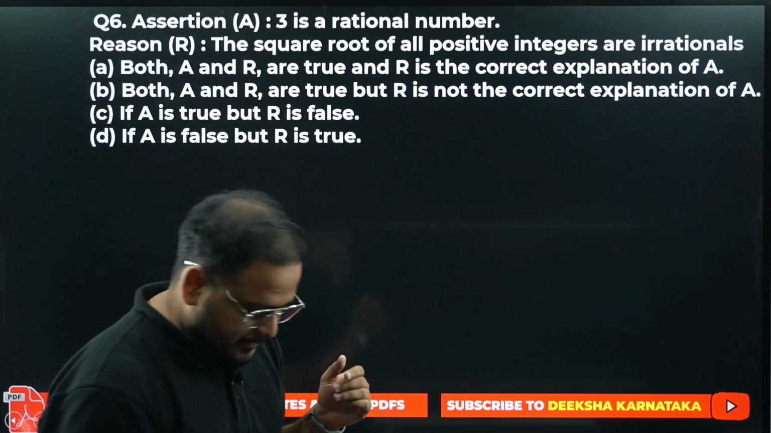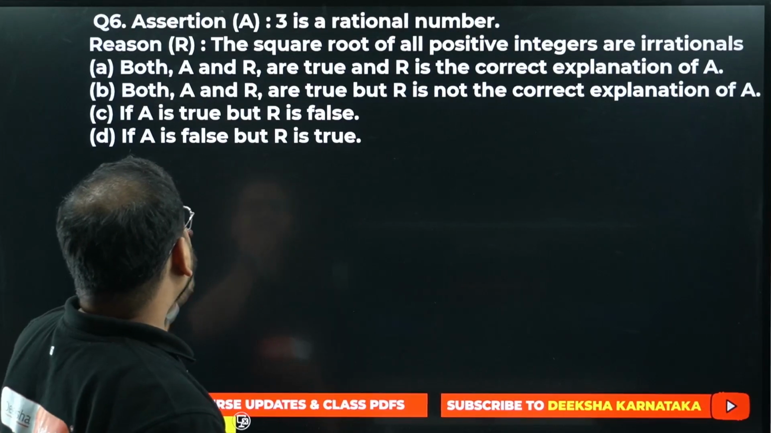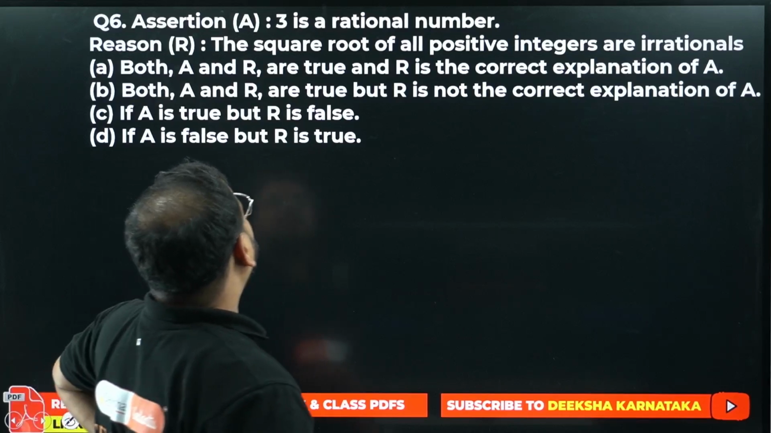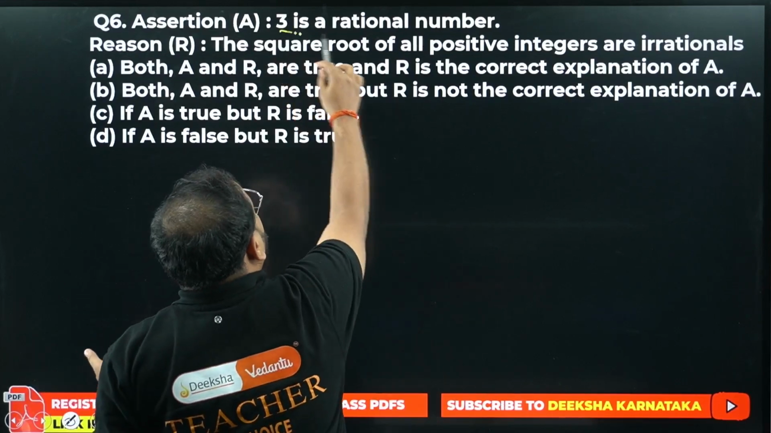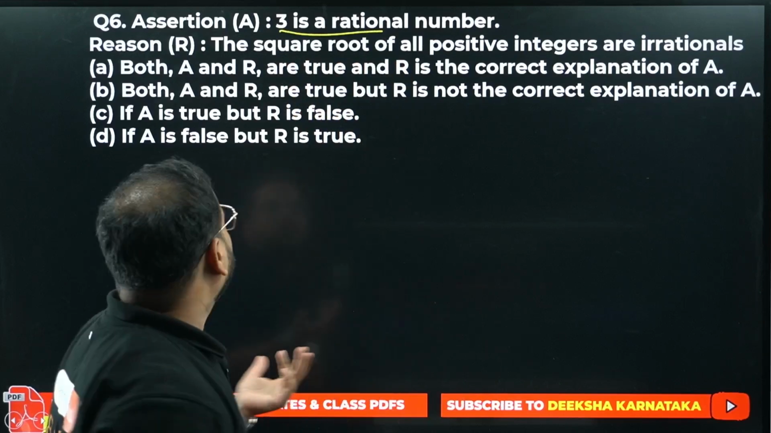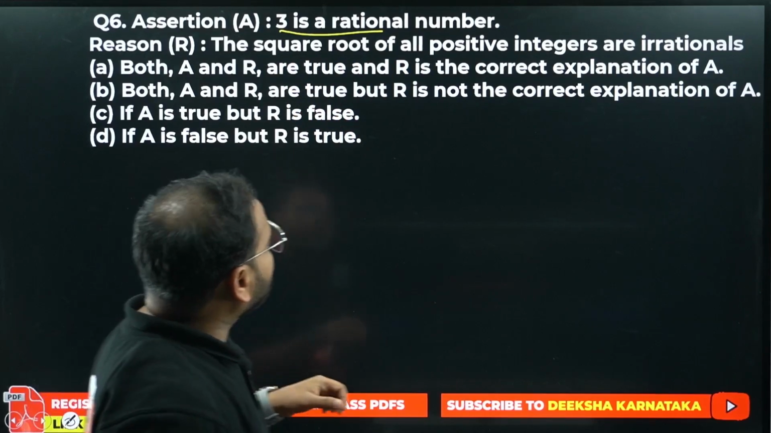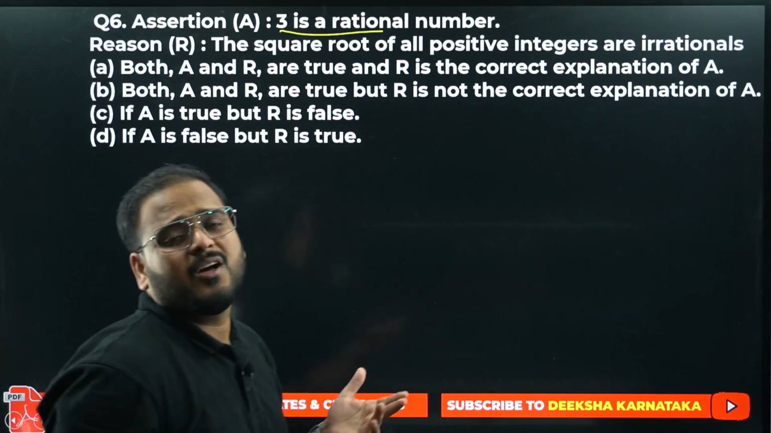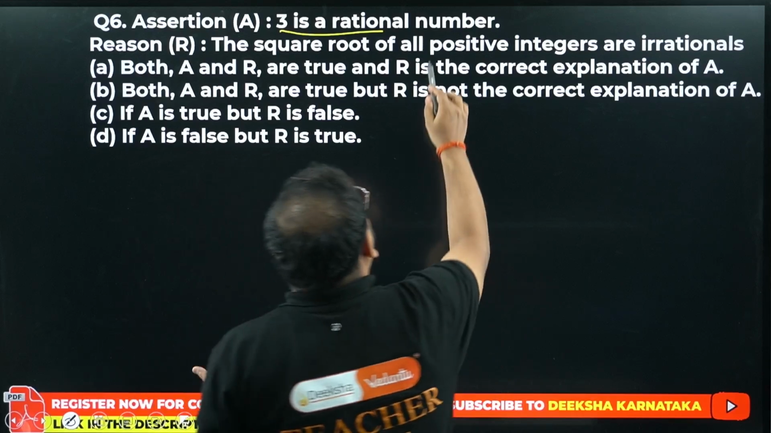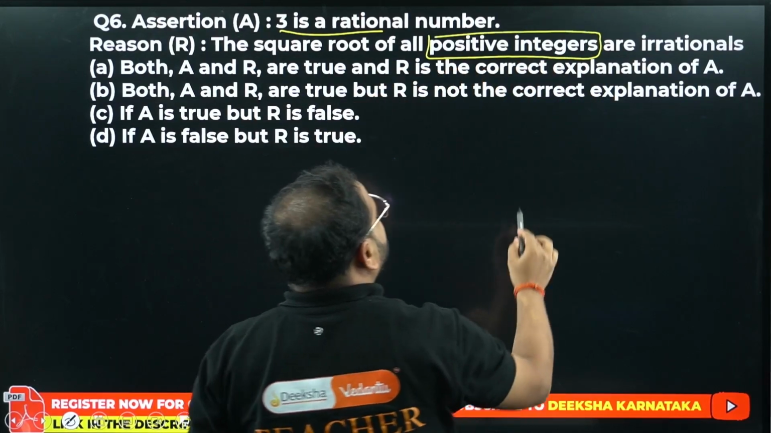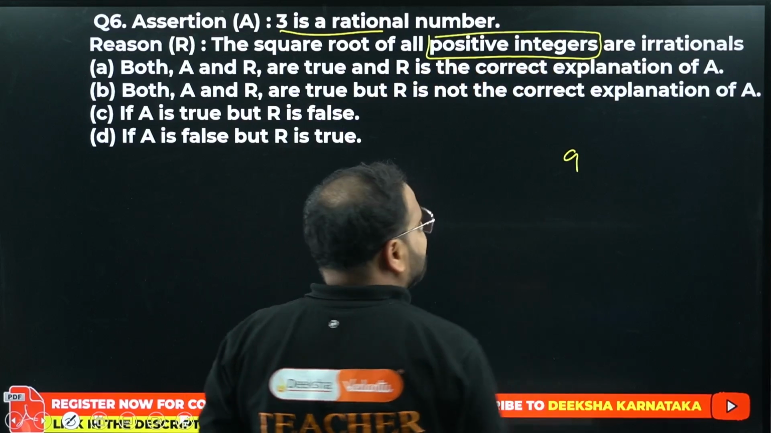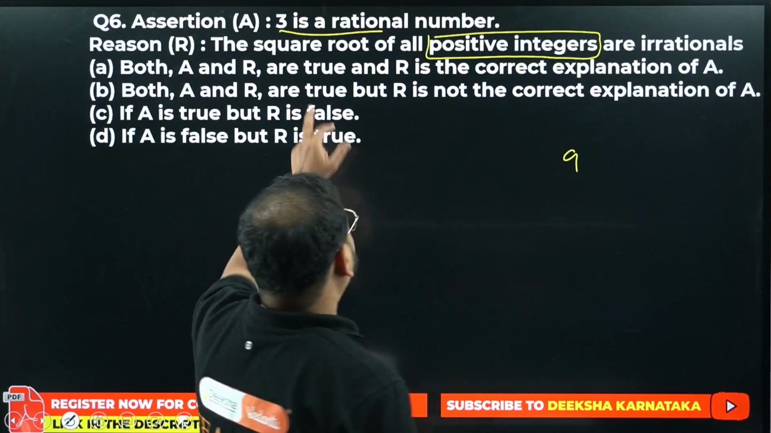All right, chaliye. So assertion number 2: 3 is a rational number, correct? 3 is a rational number, that's true. Reason: the square root of all positive integers are irrational. How come? How is that true? All positive integers' square roots cannot be irrational, right? I can take a positive integer to be, let's say, 9. Is 9 a positive integer? Yes, 9 is a positive integer.